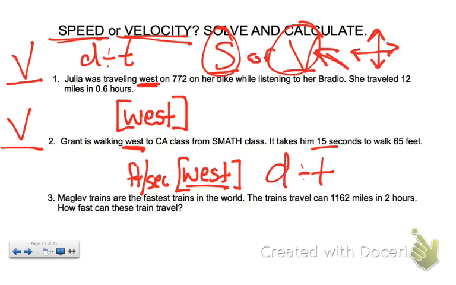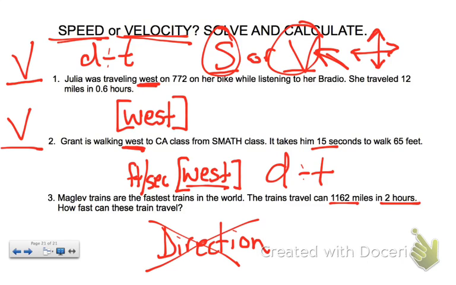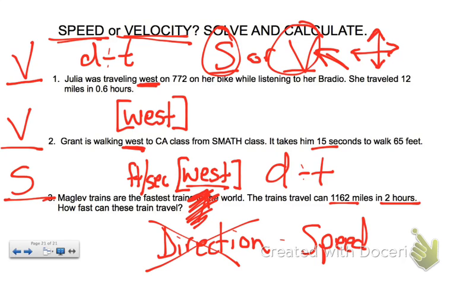This third problem here, I'll allow you to read it. These maglev trains are the fastest in the world. They travel 1,162 miles in only 2 hours. How fast can these travel? I don't see a direction, and since I don't see it, it is speed, not velocity. So I'm going to put a big S on the left-hand side, and I don't have to worry about that bracket, because there is no direction.